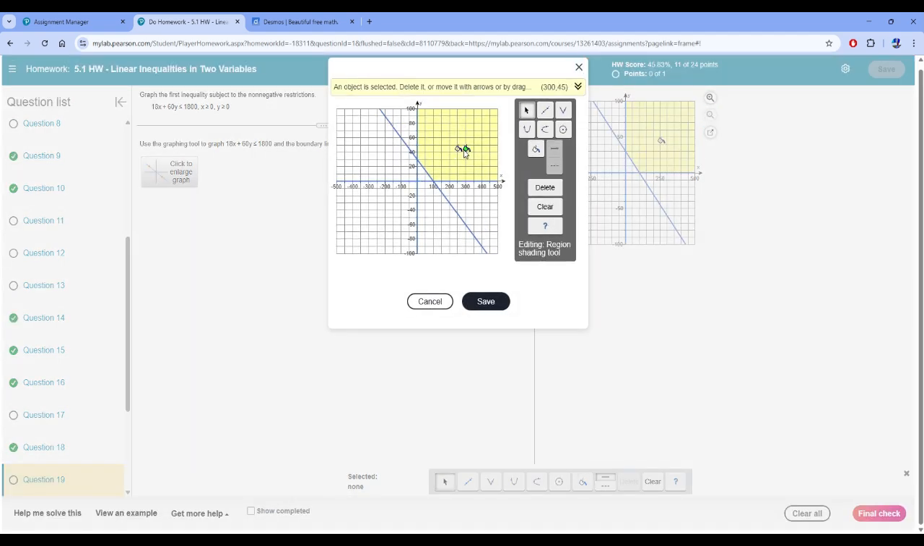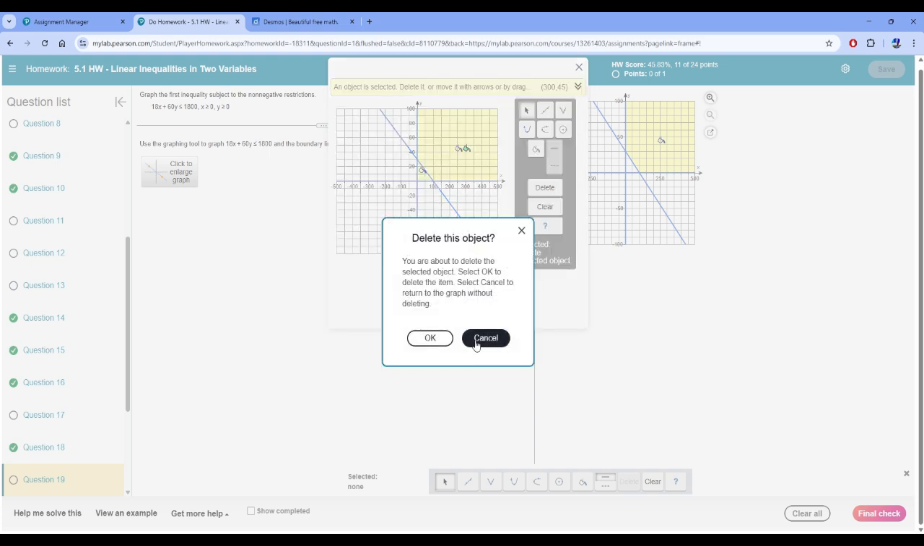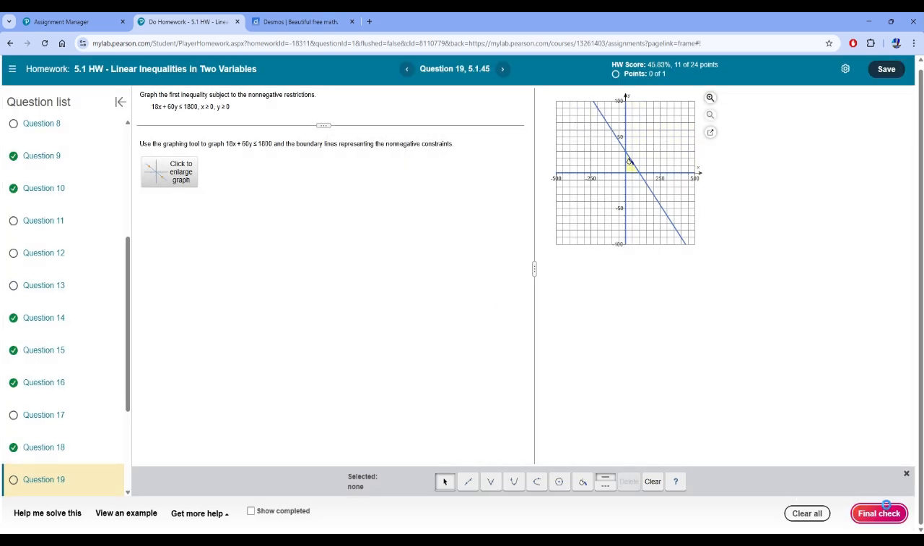Huh. So if it's not that region, can it be that region? Clear. No. Cancel. Delete this object. Okay. And then delete this object. Okay. And save. And then can I hit final check?